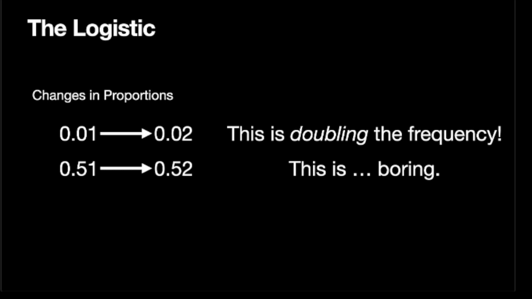For example, if an event changes from happening 1% of the time to happening 2% of the time, that means it has doubled in its frequency. But the same percentage point difference of an event happening 51% of the time to 52% of the time is not that big a deal. So the importance of a 0.01 shift in proportions really depends on where in the proportion space we began.